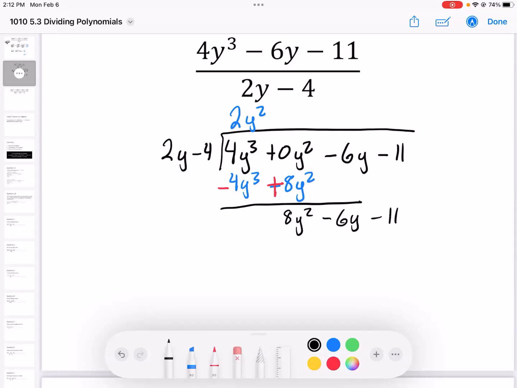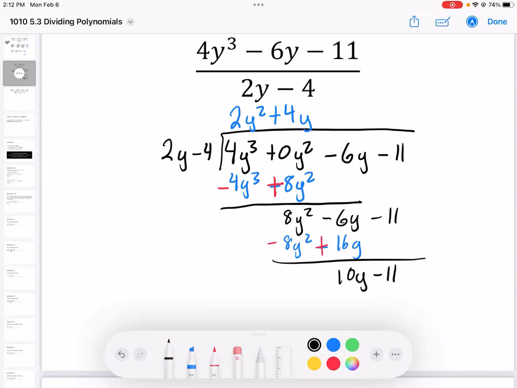Now I'm going to keep doing this until everything is divided. My next place value is the y squareds. 8y squared divided by 2y: 8 divided by 2 equals +4, and y squared divided by y equals y. Again, I'm only dividing the largest place value when I do the division step. Then I multiply: +4y times 2y minus 4 is 8y squared minus 16y. Then I need to subtract that, so I make the positives negative and the negatives positive. What I'm left with is 10y minus 11.